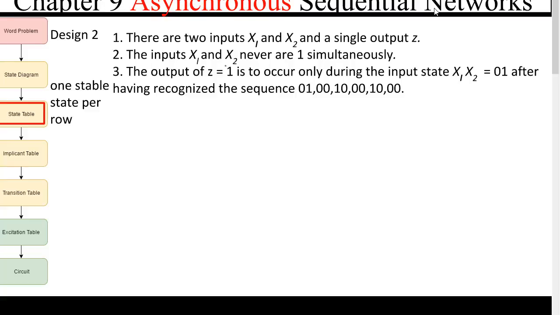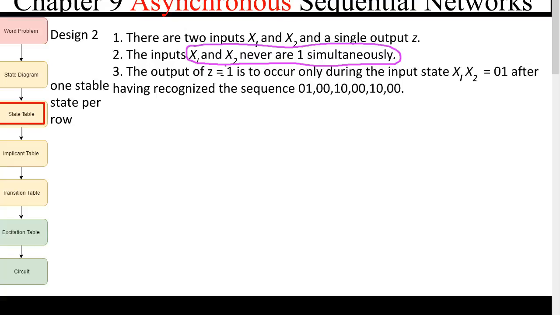Okay, so let's look at the word problem. Two inputs, x1 and x2, single output z. x1 and x2 are never one simultaneously. Okay, when that combines with a requirement that they both cannot change simultaneously, it greatly reduces our state table.